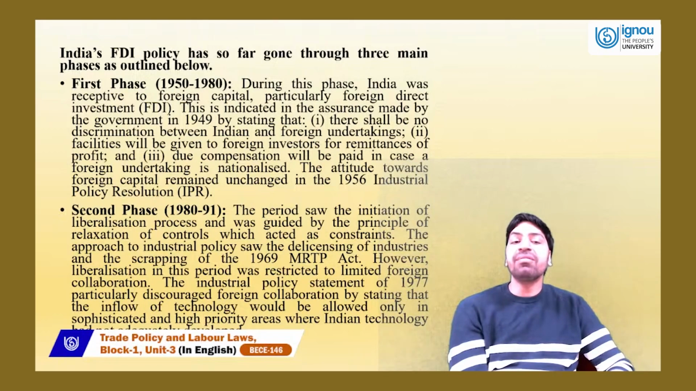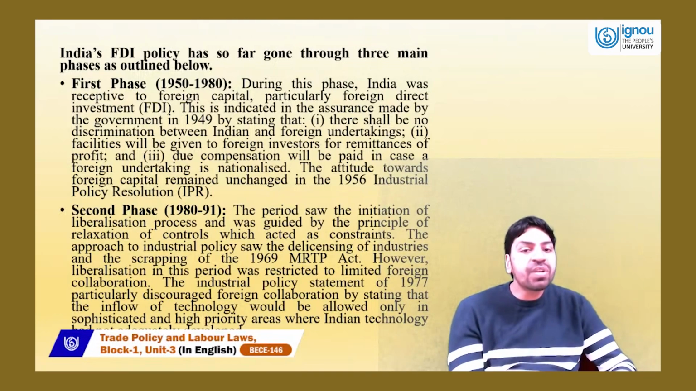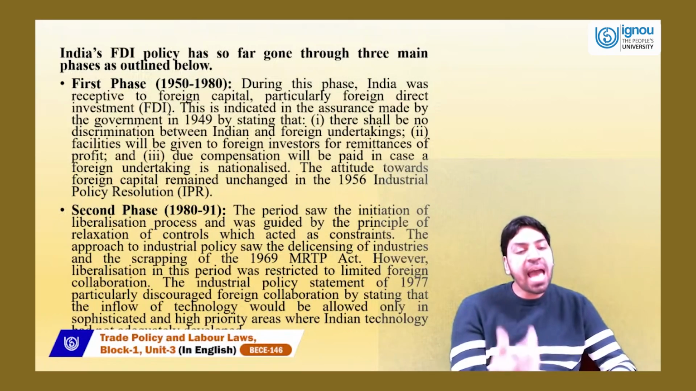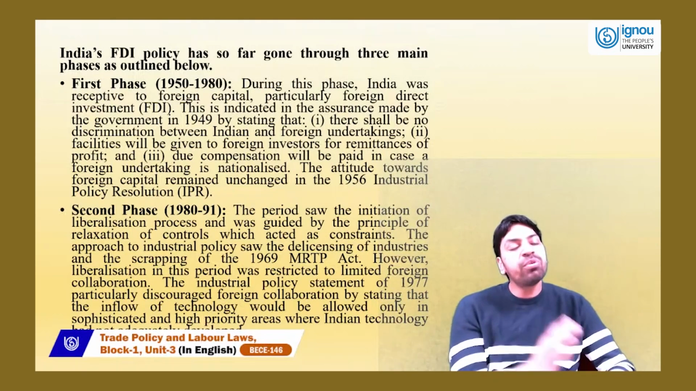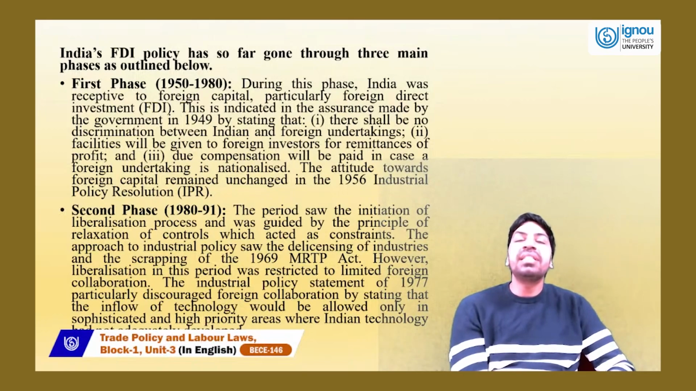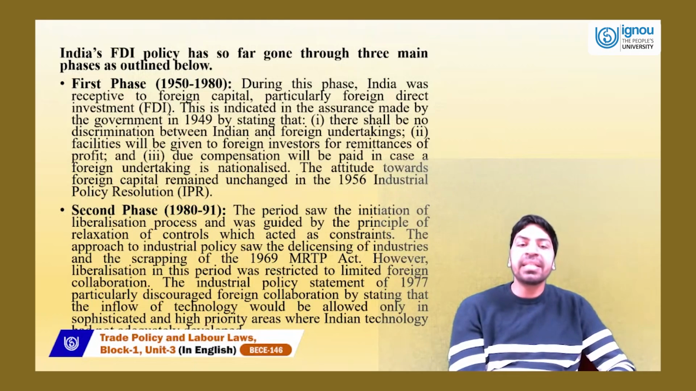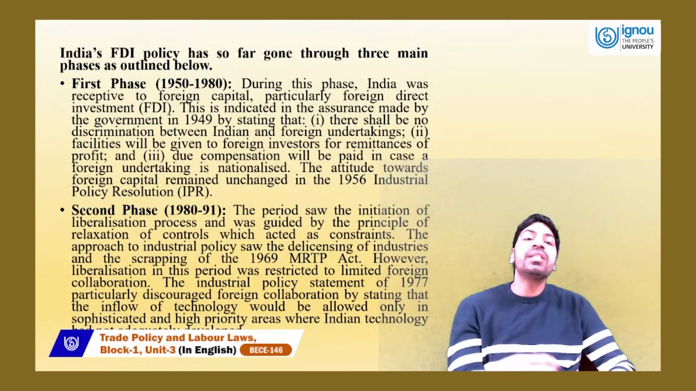When we talk about the second phase, 1980 to 1991, this period began with the liberalization of industries, guided by the relaxation of controls, and acted upon by a resource constraint on investments. Such an approach to industrial policy involved delicensing of industries and scrapping the MRTP Act of 1969. So the liberalization in this particular period was actually restricted to limited foreign collaboration.